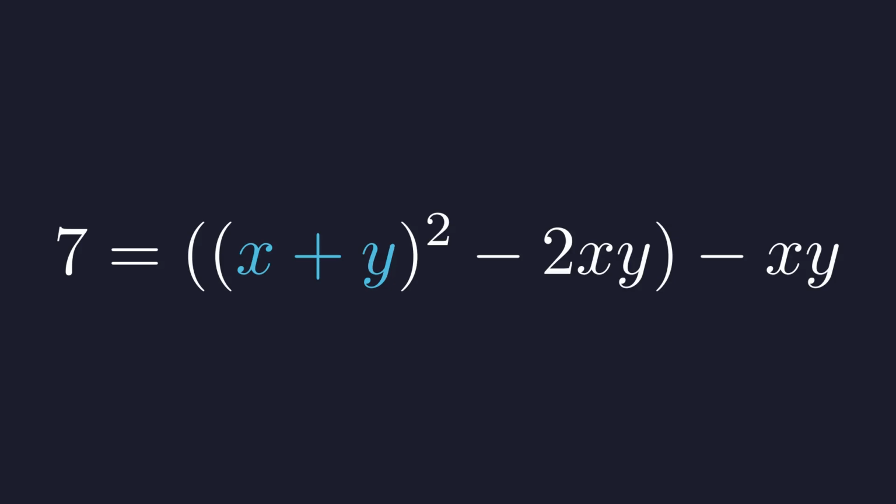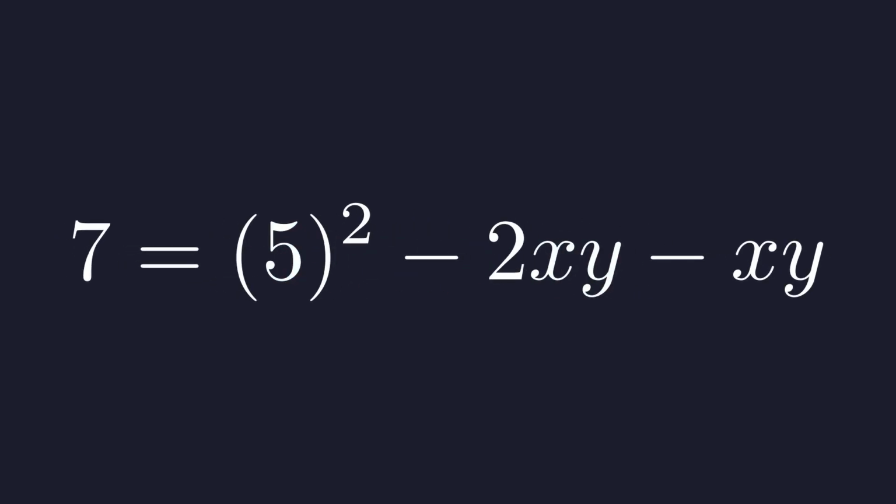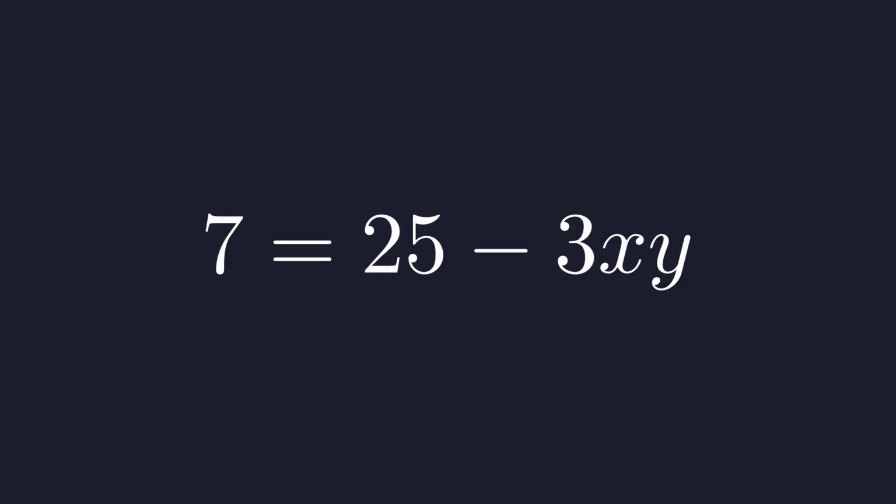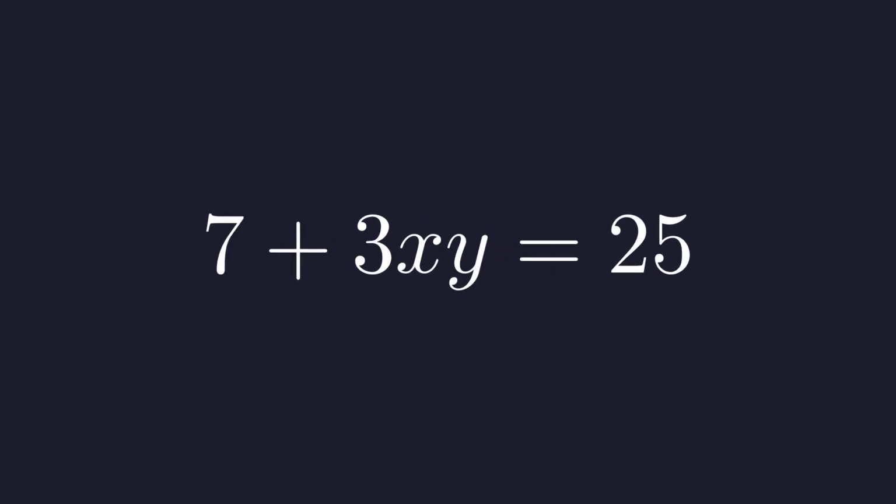And we know from the problem that x plus y is 5, so let's substitute that in. So now we have 7 equals 5 squared minus 2xy minus xy. Let's work out 5 squared first. That's 25. Now we can combine those xy terms. Negative 2xy minus another xy gives us negative 3xy. We're almost there. To isolate xy, let's add 3xy to both sides. That moves the xy term to the left and makes it positive.